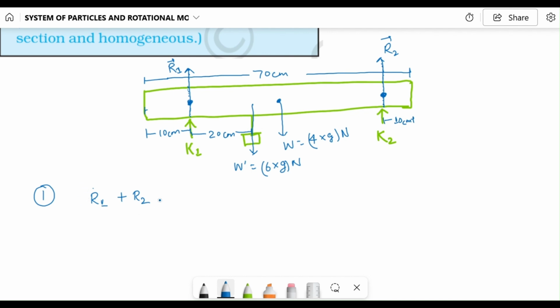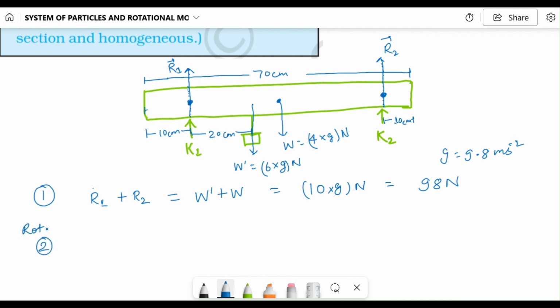We can add them, and then the total force upward should be equal to the total force acting downward. So that is W prime plus W here. So we can write 6g plus 4g, that is 10 times g Newton. This much force. Or if we are taking g equals 9.8 meter per second squared, so this will be 98 Newton. Now this is for translational equilibrium.